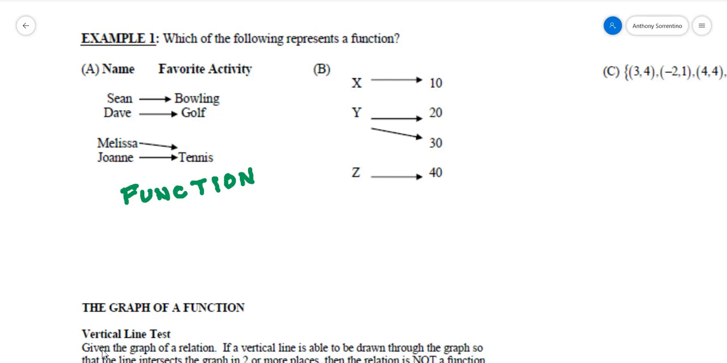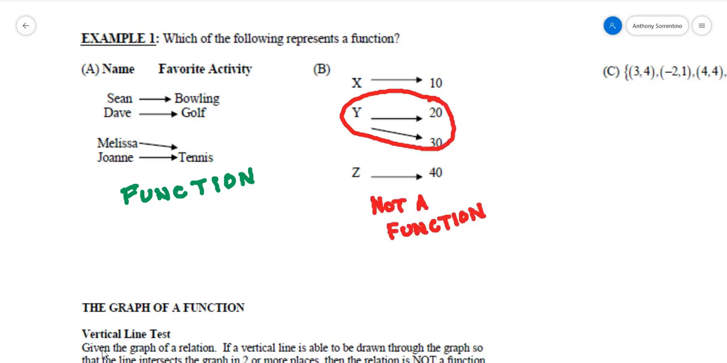On the other hand, when I look at the next list, the input of x produces an output of 10. For y, the input of y produces an output of 20 and 30. Because of this, this is not a function, because I have an input y producing two possible outputs, and that's not what a function does.